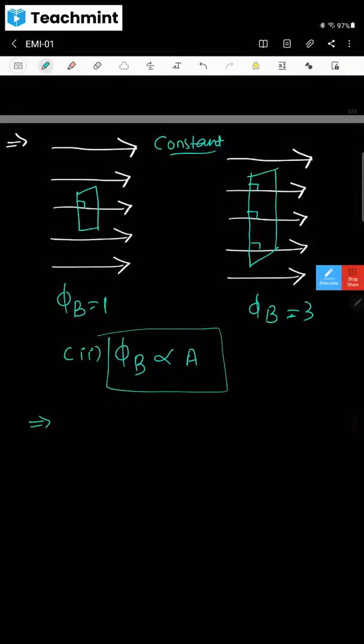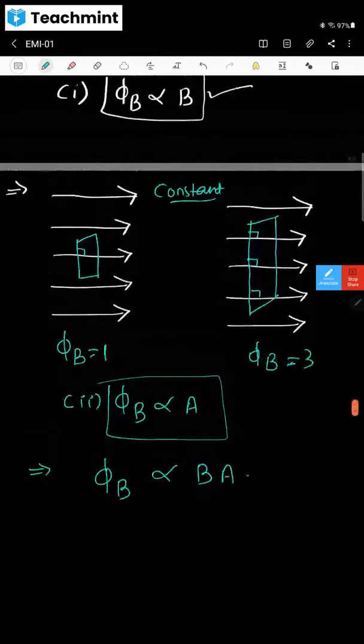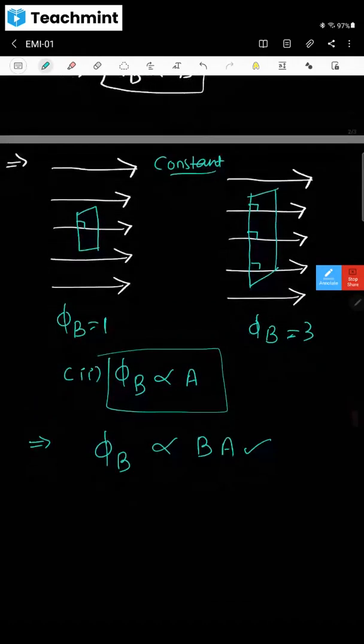Then you must be thinking that phi B is proportional to BA, right? So this is the formula. And there is one more concept. Actually, this is not the final formula. Not only this, there will be some angle factor also.